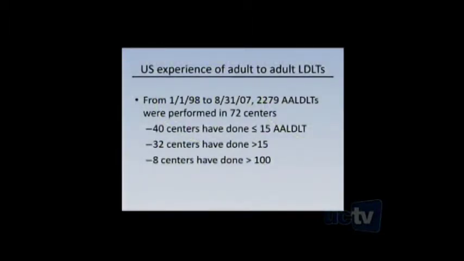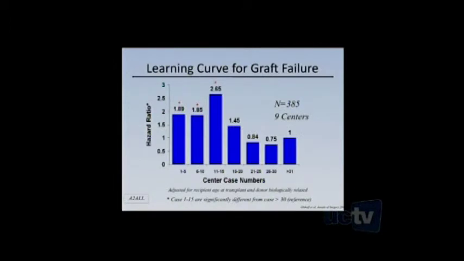This is national data where there were over 2,000 adult-to-adult live donor liver transplants, and we are part of a group that studies the outcome in both the donors and the recipients. But you can see that only a handful of centers have a lot of experience doing live donor liver transplant. And when you look at the outcome from these centers, the more you do, the better you get. So it's really important to think about that when patients are referred for live donor liver transplant. It has to be done at a center that has a lot of experience, because things can go wrong.